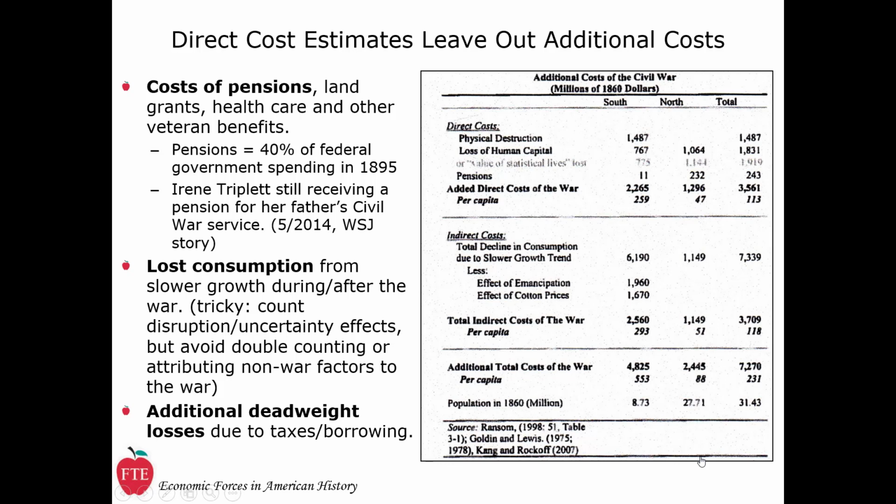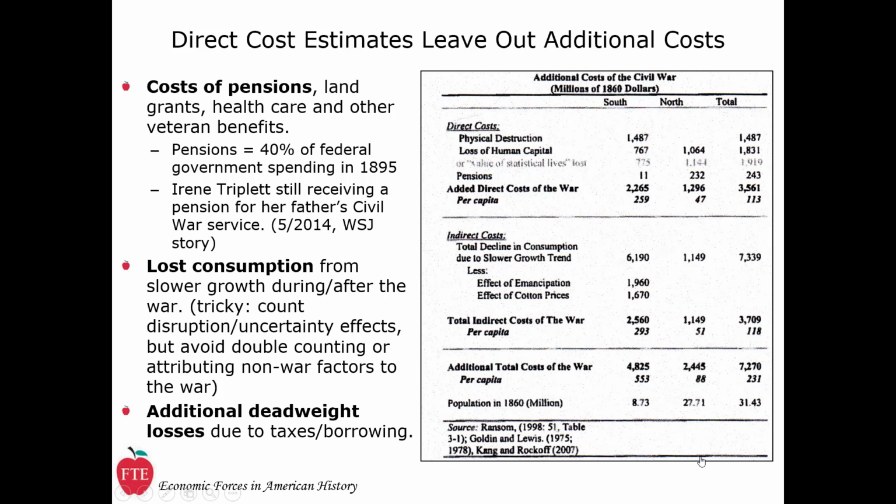Wow. Yeah. And so what do we got down here? The next line on our table is pensions. You can see for the South, they're not that high. State governments gave some out after the Civil War. And then for the North, they're not anywhere near as big as the physical destruction, but they are hundreds of millions of dollars. And pensions peaked in terms of federal spending around 1895. 40% of federal government spending was spending on pensions, right? Middle of the 1890s.